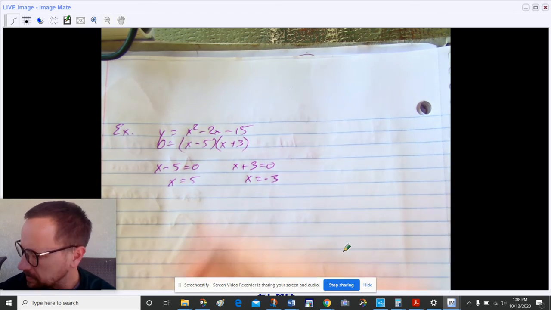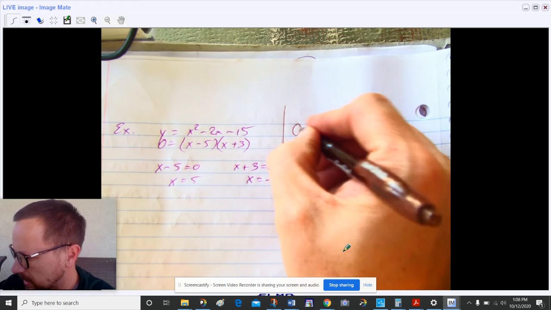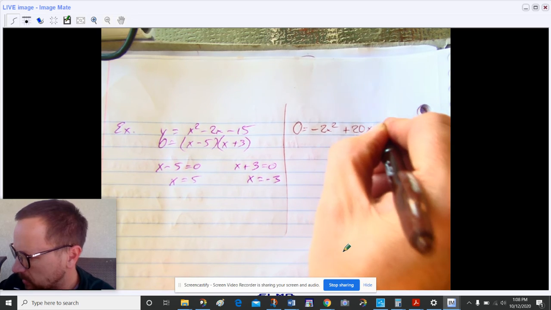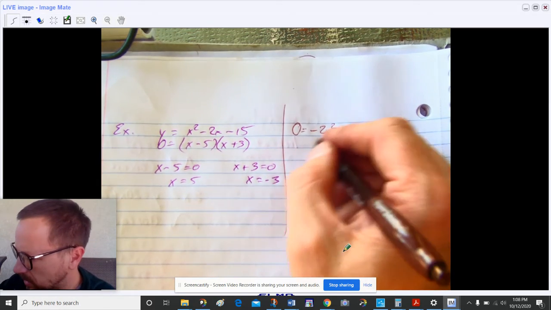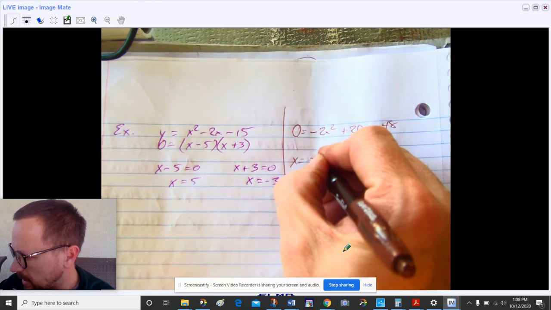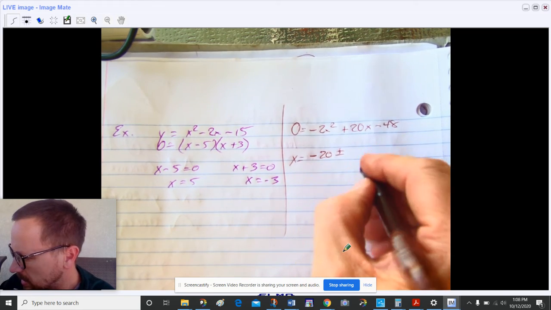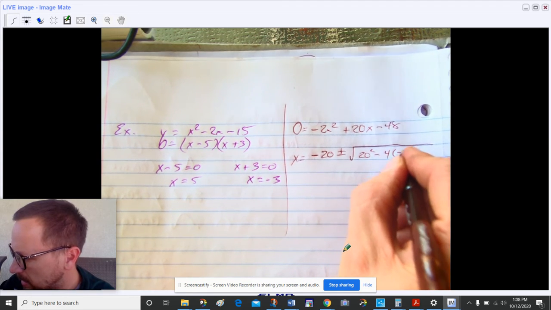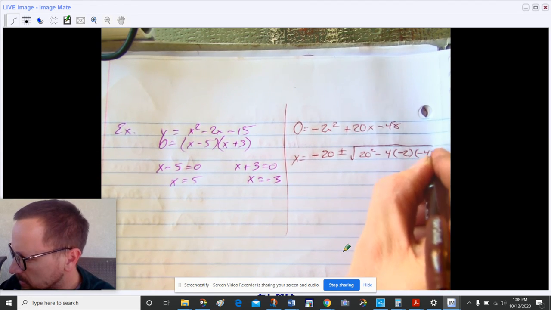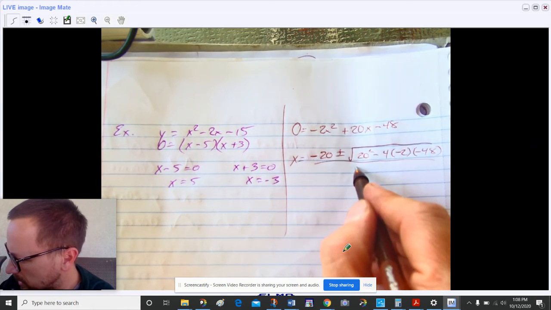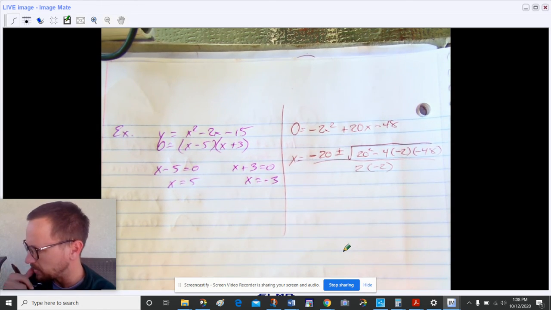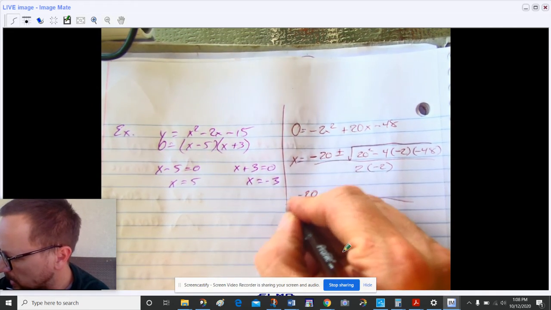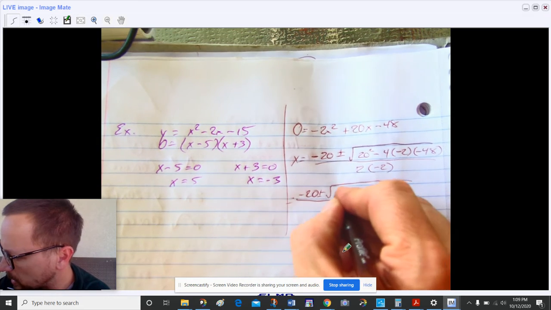Okay, now, let's take a look at the other one. We're going to say 0 equals negative 2x squared plus 20x minus 48. And so then we use the quadratic formula. X equals negative b, so that's negative 20, plus or minus the square root of b squared, which is 20 squared, minus 4 times a times c, all over 2 times a. Don't forget that. A lot of people forget that bottom part. So we have negative 20, plus or minus 20 squared, which is 400.